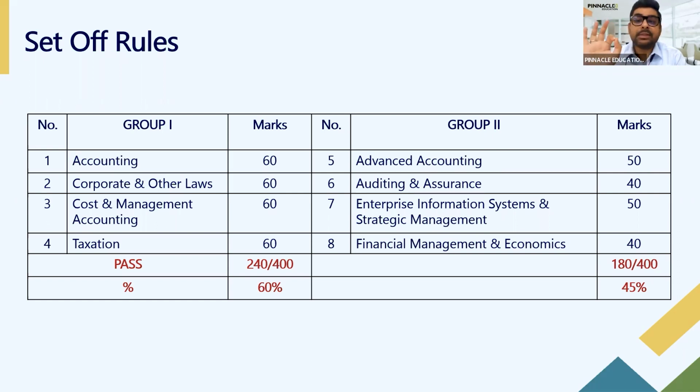So your result will be a negative, which means you will have to repeat the entire group once again. You will have to give all four papers again, because though you have individually passed in each paper, as an aggregate you have not scored 50%, you've scored 45%. This I'm saying is a situation when you give both the groups separately.